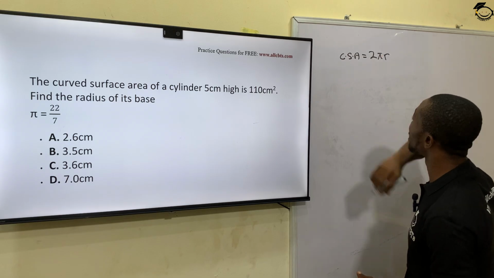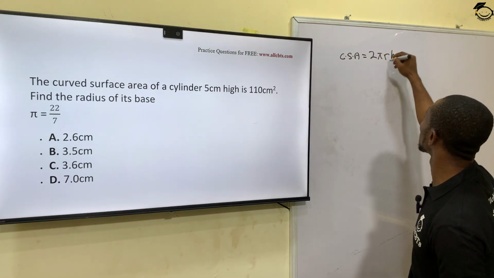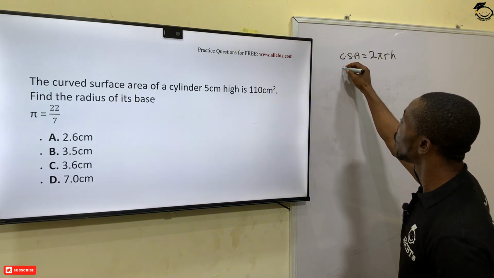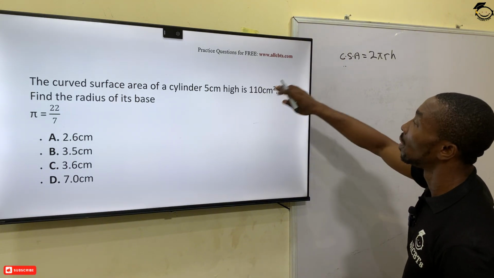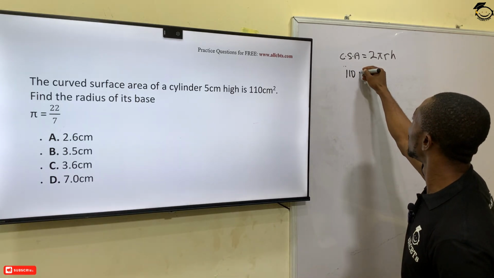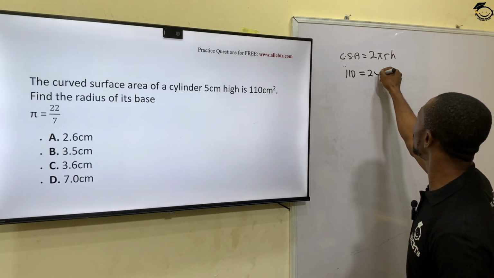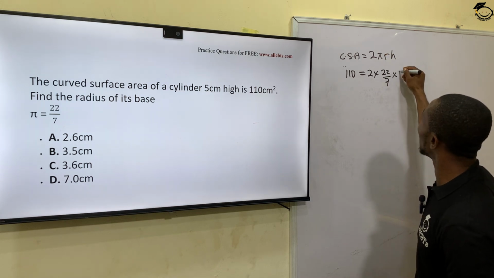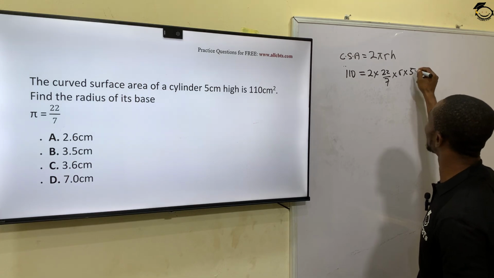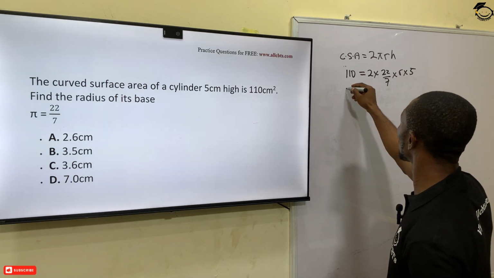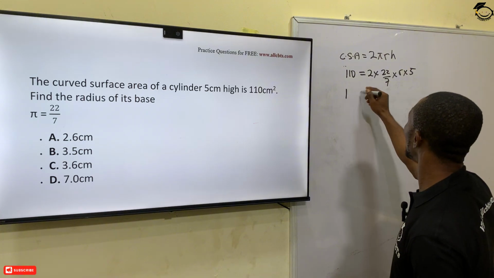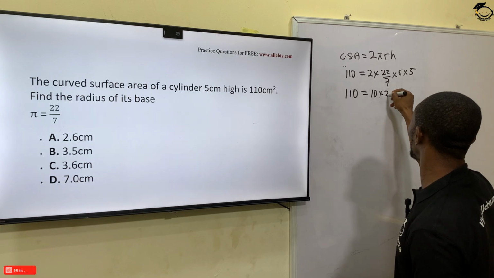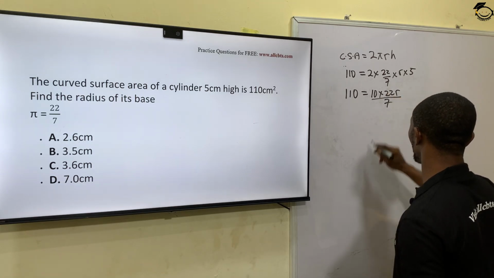h. So 2 pi rh, where our curved surface area is 110, equals 2 times 22 over 7 times r times h, which is 5. 5 times 2 gives us 10. So this becomes 110 equals 10 times 22r all over 7.